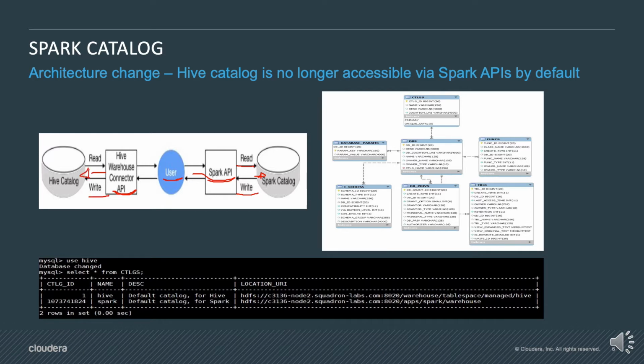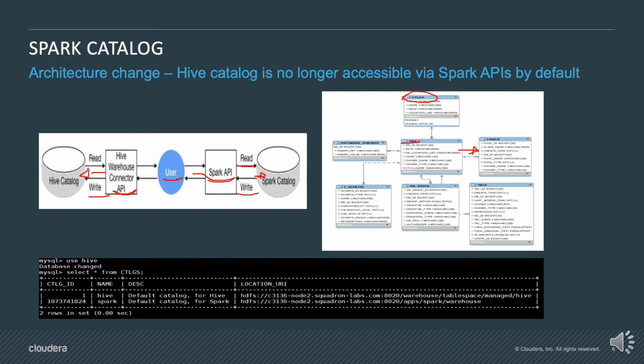So Spark will now use the same database and schema definition as the Hive metastore. We have a table called CTLGS, which has a direct relationship with DBS and some other tables, right? So Spark has its own space to store the database information manipulated using the Spark API.